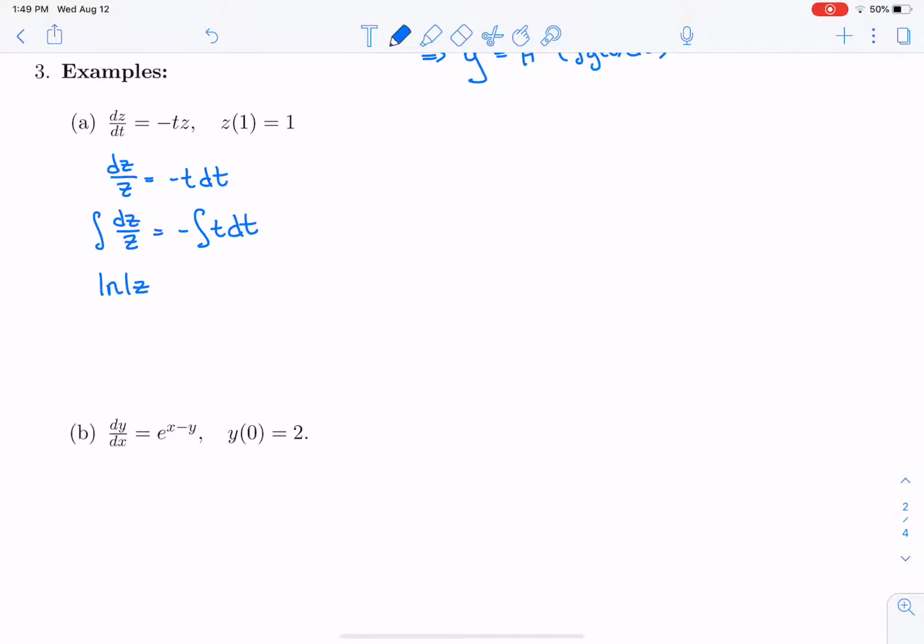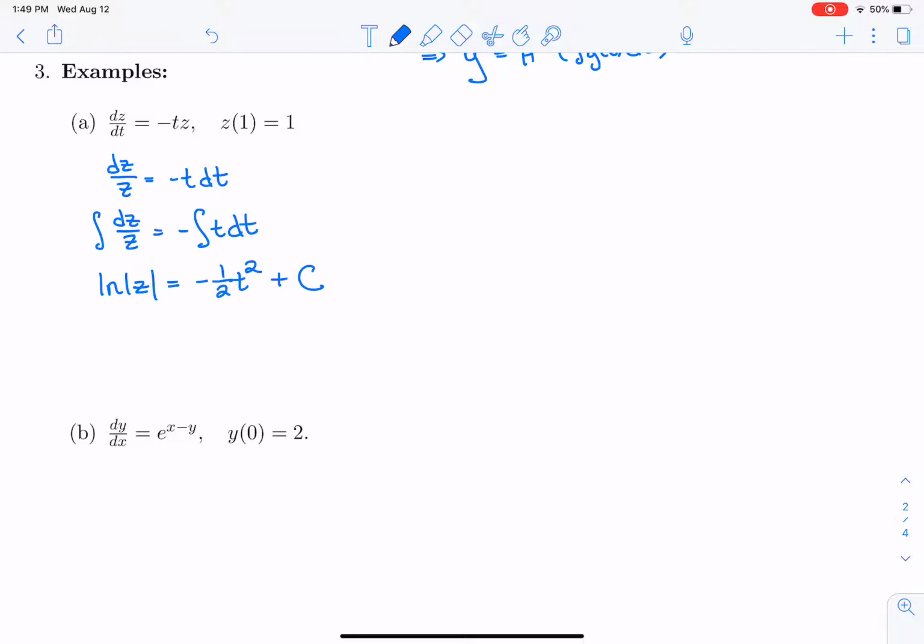But it's not the natural log of just z, it's actually the natural log of the absolute value of z. So if you remember back to calculus, hopefully, when you were looking at antiderivatives of 1 over t, or 1 over z, in this case, that you learned that actually it's the natural log of the absolute value of z. And these absolute values are important. Okay, so this is going to equal minus 1/2 t squared. And I'm going to add a plus c.